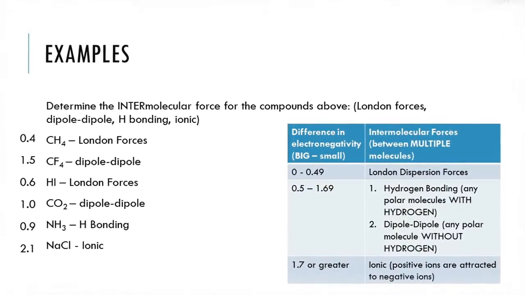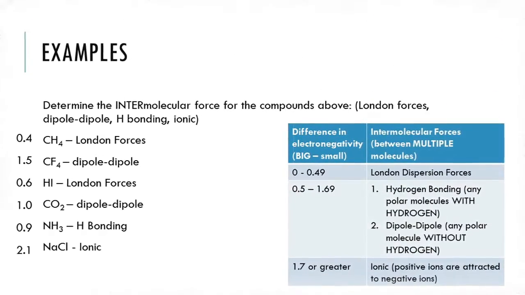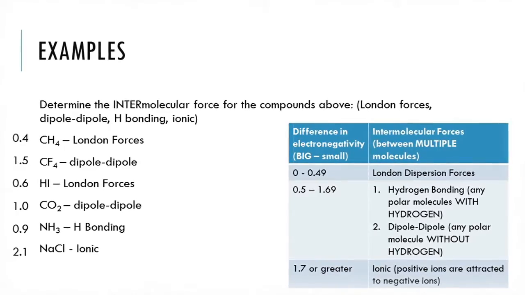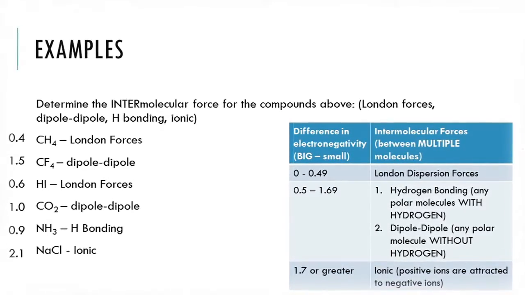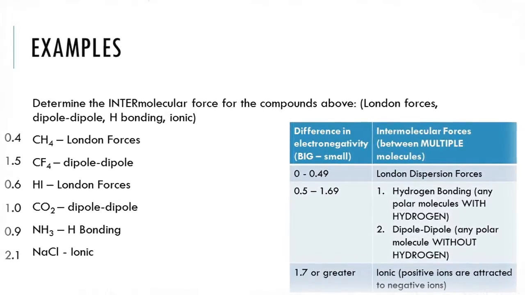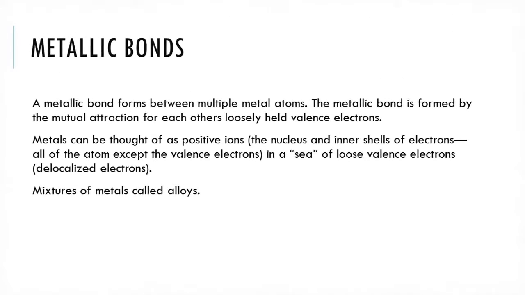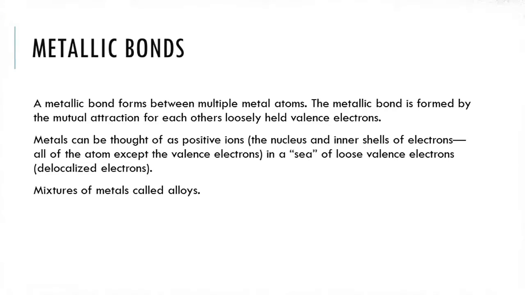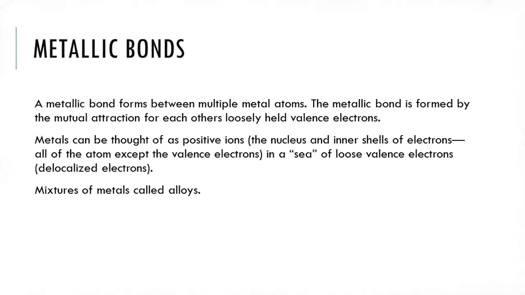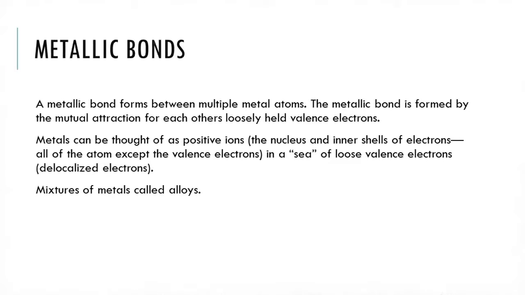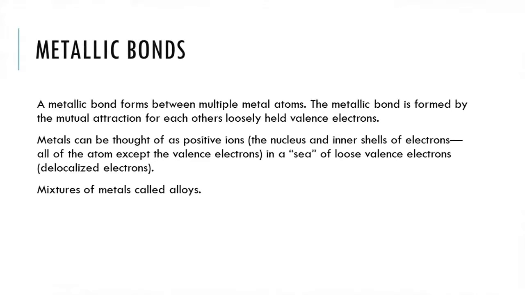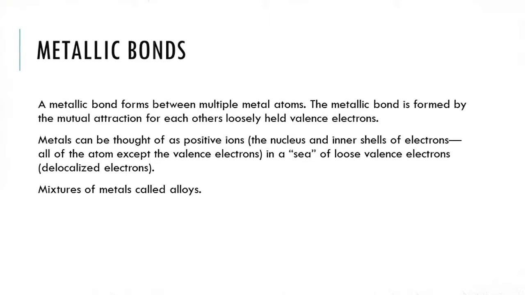And finally, NaCl has a difference of 2.1, which makes it an ionic bond because it's greater than the 1.7. Another bond type that we'll look at is metallic bond. So metallic bond forms between multiple metal atoms. A metallic bond is formed by the mutual attraction for each other's loosely held valence electrons.